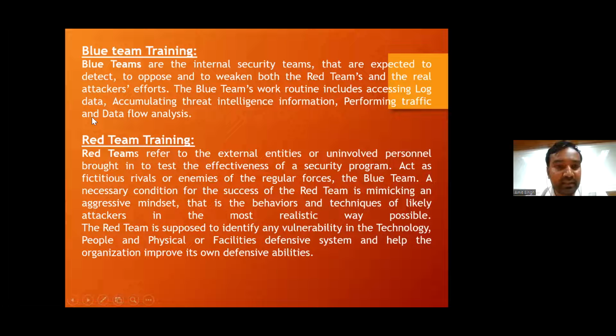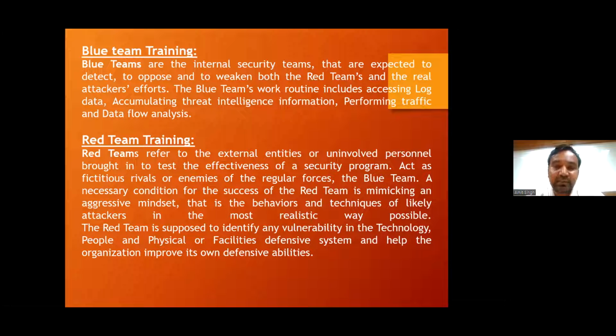And red team training is similar. It is like giving you the training of how to rob a bank, because you will only be able to defend a bank when you know how the robbers think. So you have to have knowledge of red team training also, so that you can know actually how the attacks are done.